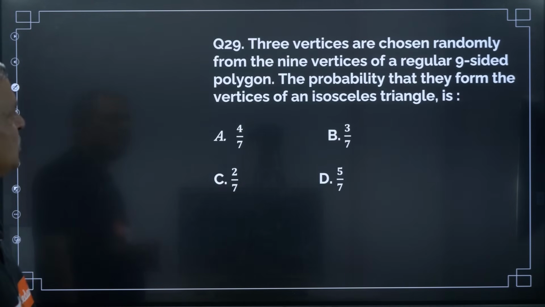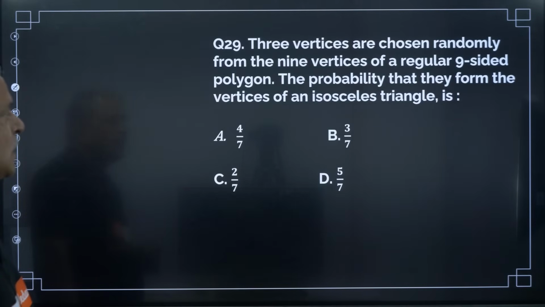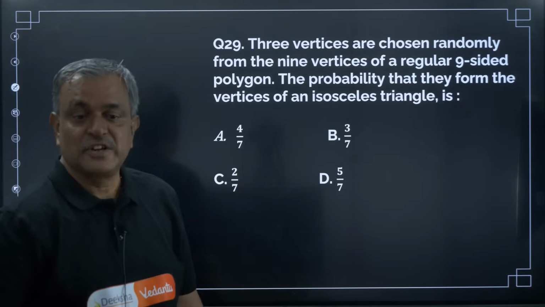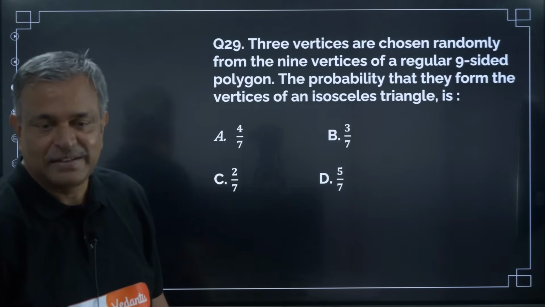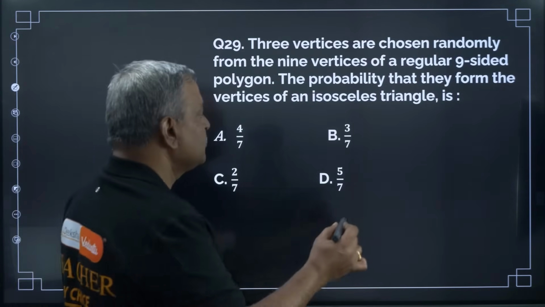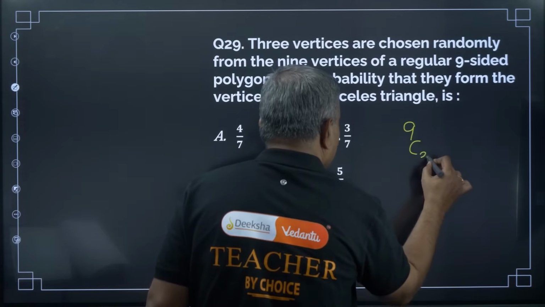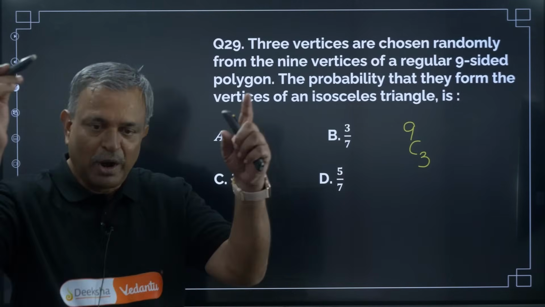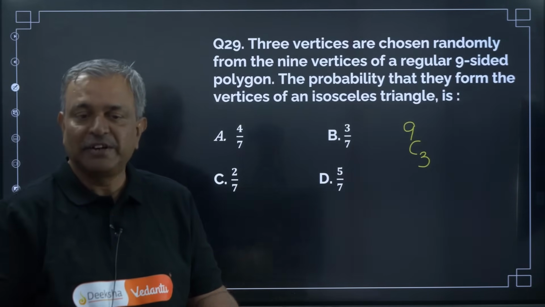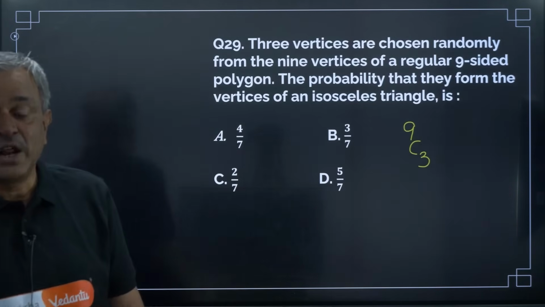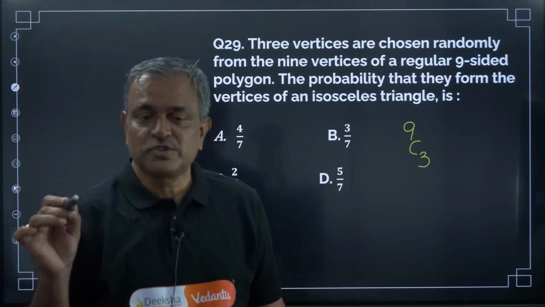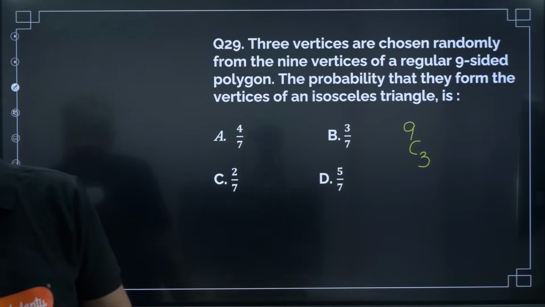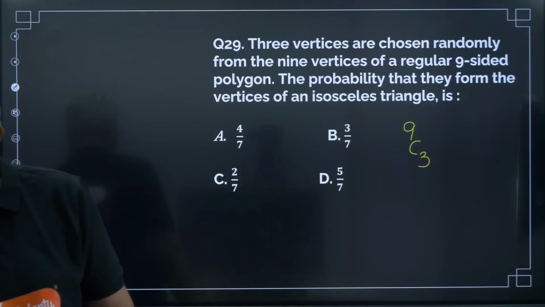3 vertices are chosen at random from the 9 vertices of a regular polygon of 9 sides. Probability that they form the vertices of an isosceles triangle. A little tricky question. There are 9 points. You have to take 3 at a time. So 9C3. Sample space is 9C3. That is because 9 points are given to you. Out of that you have to select the 3 points. Now there comes isosceles. When we say isosceles, 2 sides are equal. So that is a calculation, when 9 is given.